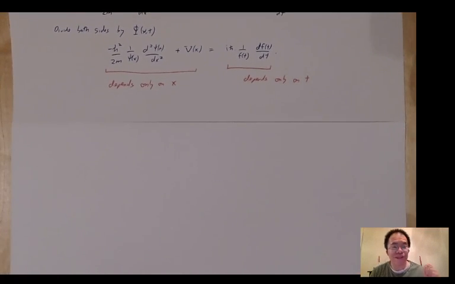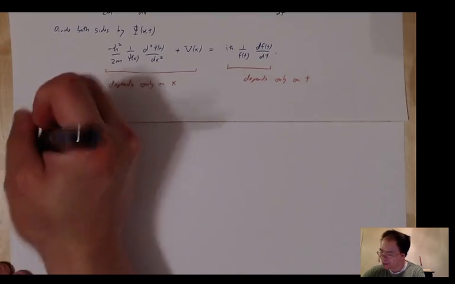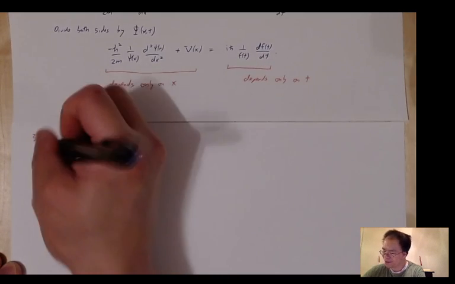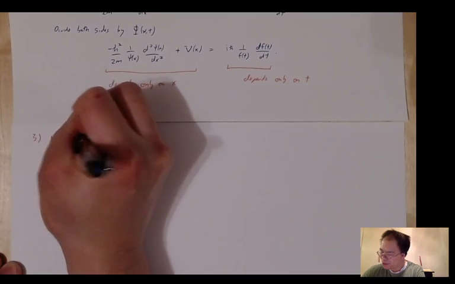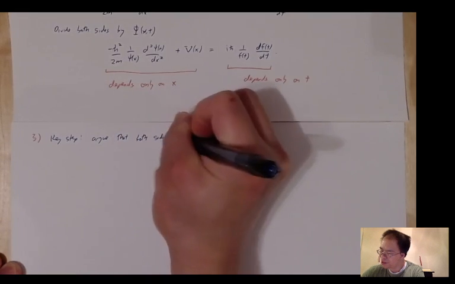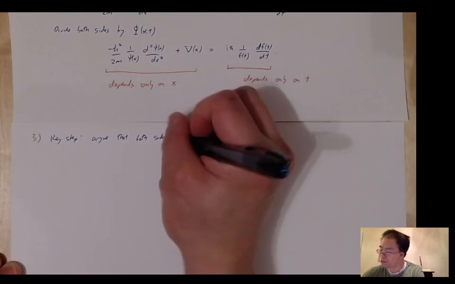Okay, so here comes the trickiest part of the separation of variables argument, and it certainly took me one or two times seeing this to convince myself that it actually works. So how this works is the following. The key step, I'll label that 3: argue that both sides of the equation here equal a constant.